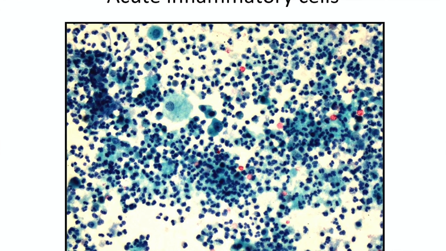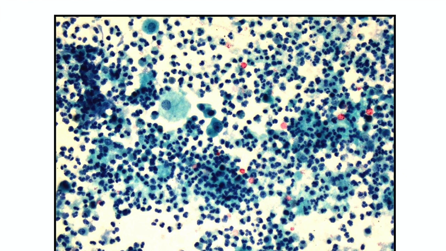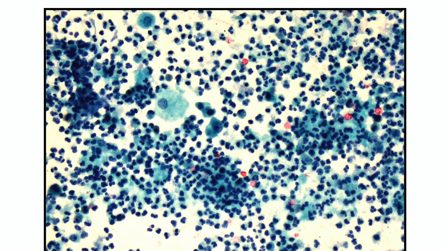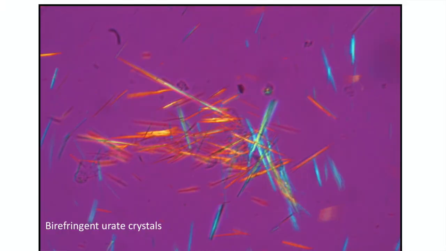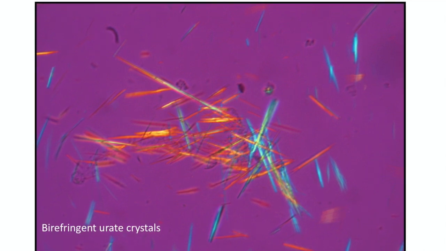If the knee is inflamed due to infection, we would expect to see acute inflammatory cells. If the problem is one of crystal deposition, we would, of course, expect to see crystals. Here in the next slide we can see some urate crystals characteristic of gout.